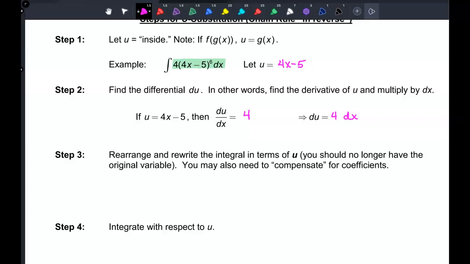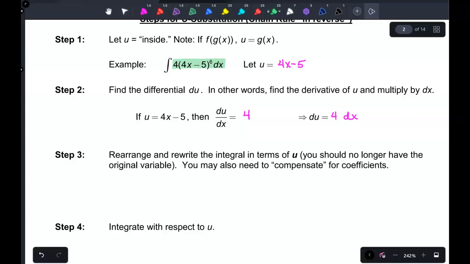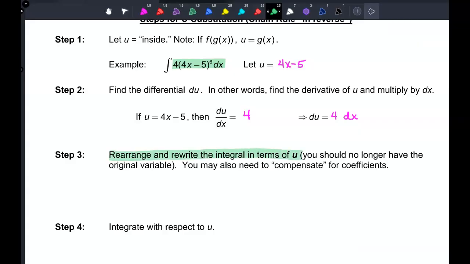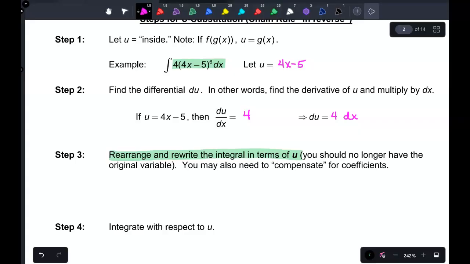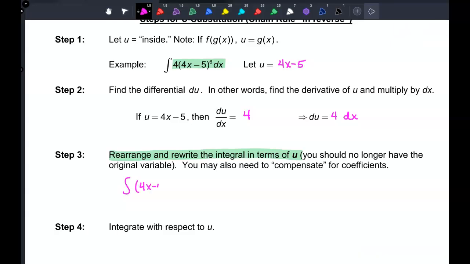All right. Next step, we're going to rearrange. This is actually an optional step. I'll show you. But we want to rewrite the integral in terms of u. We don't have to rearrange, but I'm going to show you. If I put the 4, I'm just going to rearrange that first step. So I'm going to write 4x minus 5 to the 6 and move the 4 next to the dx. This is what I was saying is the optional step.